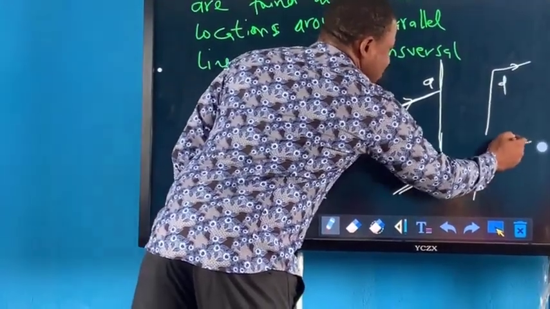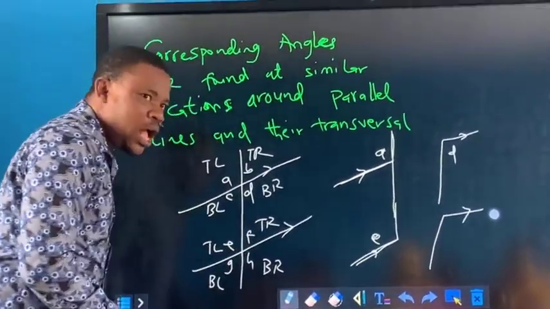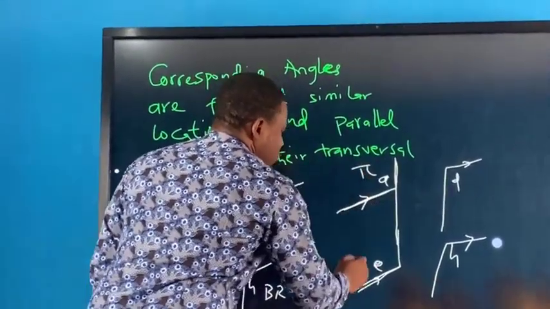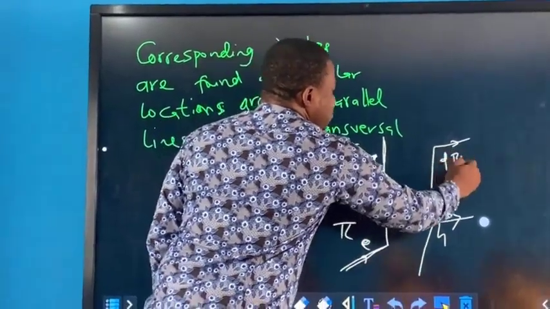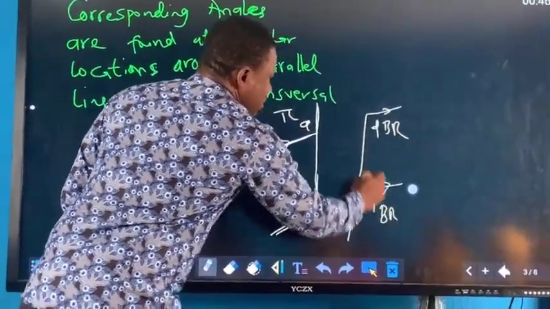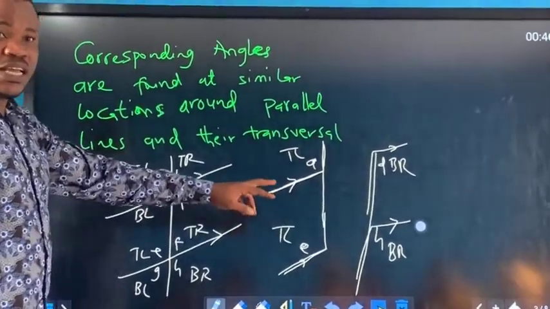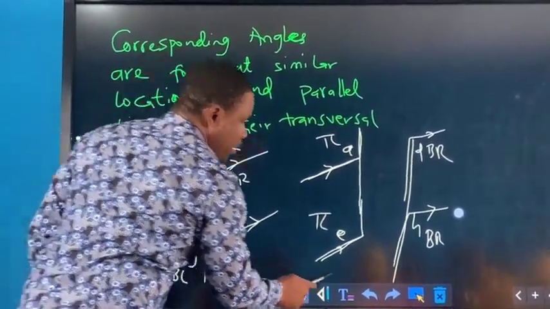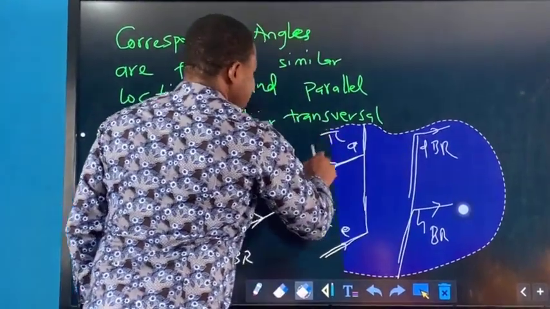Who is there again? F is H. And this guy is top left. This one is top left. This guy is bottom right. This one is bottom right. If you join them, it gives you something that looks like F. Are you with me? Yeah. So corresponding angles are what now? They are equal. Are we making progress?